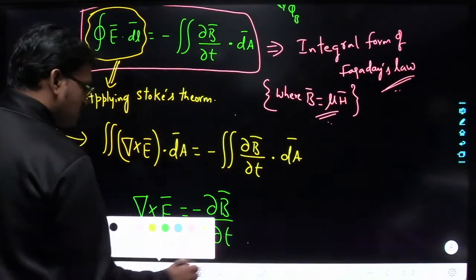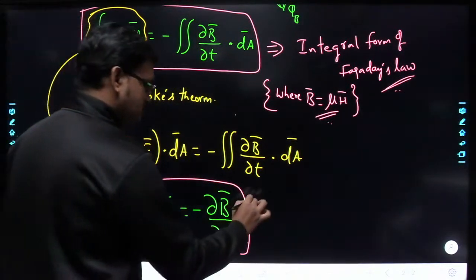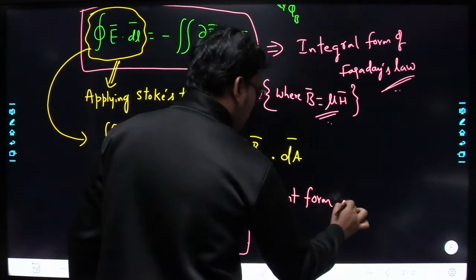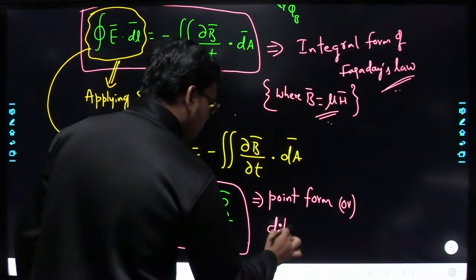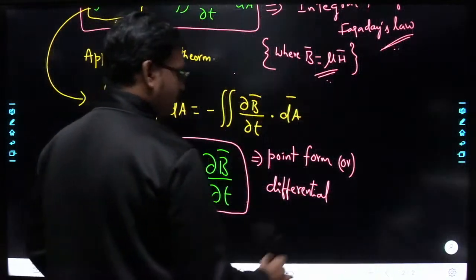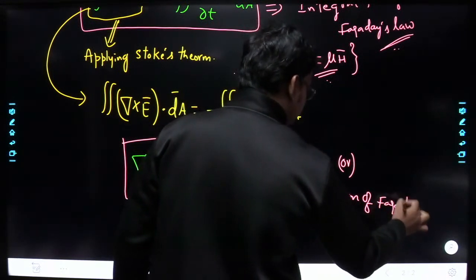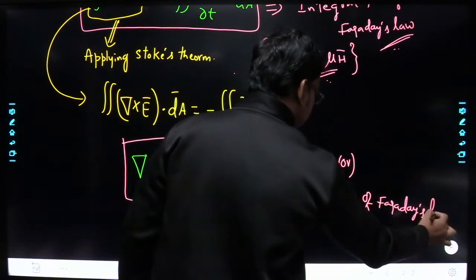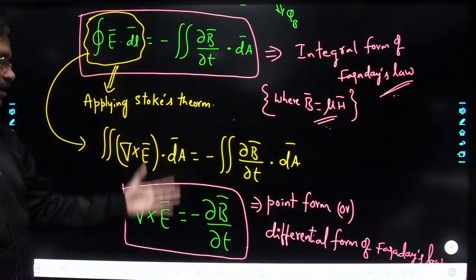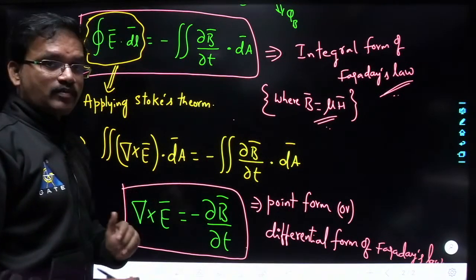Understood? Okay. So this is the point form or differential form of Faraday's law. So this is the integral form of Faraday's law, and this is the point form or differential form of Faraday's law.